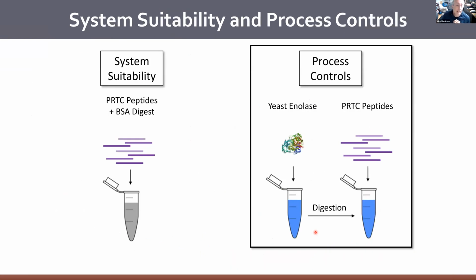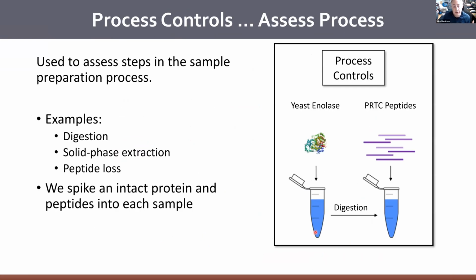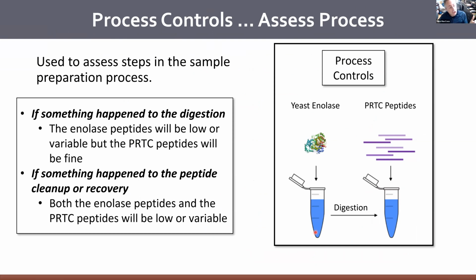Okay, so this is process control. In this case, we use a yeast protein, and it allows us to assess different steps of the preparation. If something happened to the digestion step, we'd see problems with the enolase peptides, but not these PRTC peptides, these retention time calibrator peptides. If something happened to the steps after the digestion, you'd see issues with both the enolase and the PRTC peptides.